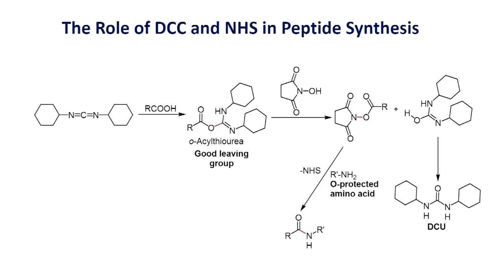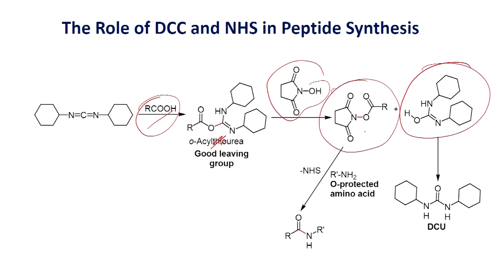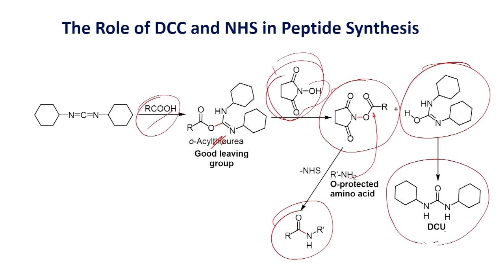In this way you will be able to carry out the peptide synthesis. Here the role of DCC and N-hydroxysuccinimide in peptide synthesis is shown. The DCC first undergoes reaction with this carboxylic acid, then you will form this O-acylurea intermediate. It is a good leaving group. Once you have this, it can readily react with N-hydroxysuccinimide to give this derivative. Once you have this derivative, it can be readily reacted with amine, as you can see, and then you will be able to generate this amide as the product. The DCC is converted into dicyclohexylurea as the byproduct.